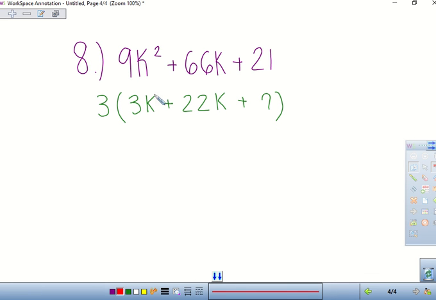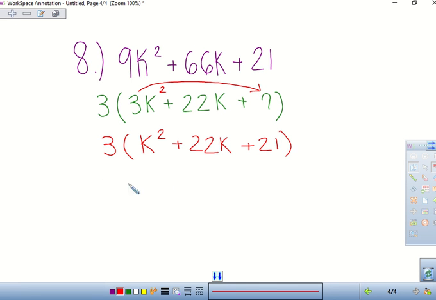Now we're going to use that AC method I talked about inside the parentheses. 3 times 7 is? Good. So we get k squared plus 22k plus 21. Now we're looking for two numbers that multiply to 21 but will add up to 22. So what are some factors of 21? 7 and 3. 2 and 11? Nope, not 2 and 11 because that would be 22. 21 times 1. Good.